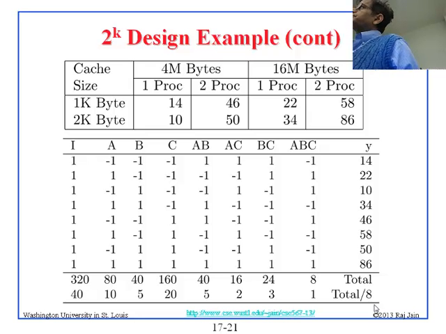Alright, so for AB, AC, BC and ABC, this is basically a product. AB is A times B, AC is A times C, BC is B times C, and ABC is A times B times C. So these columns can be obtained like that.